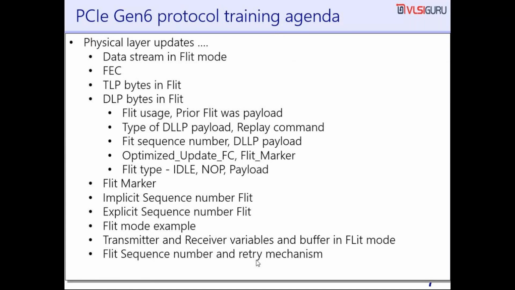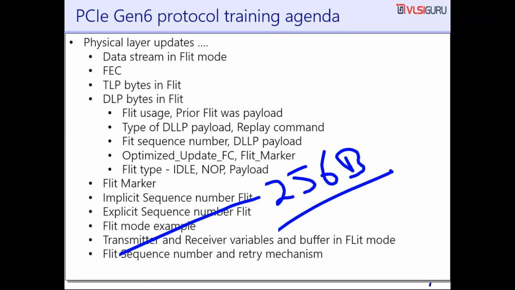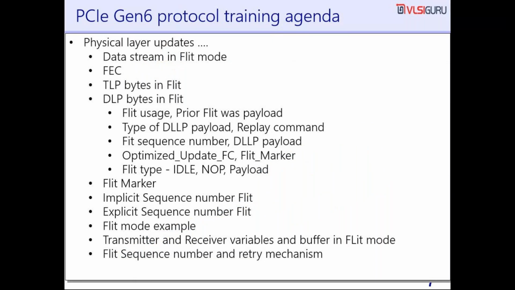Anytime a flit gets corrupted, you need to retry. So how does it work? How does it differ from Gen 5? In Gen 5, we used to retransmit the TLP. Here we don't have a concept of TLP retransmission because everything is transmitted as a flit. Flit here stands for flow control unit. It is a fixed size 256 byte packet, which will consist of a TLP, DLLP, the CRC and the forward error correction 6 bytes code that collectively adds to 256 bytes. So we'll understand what exactly and how that retry happens.